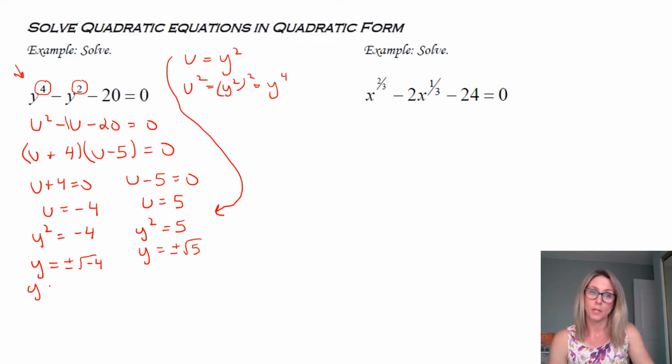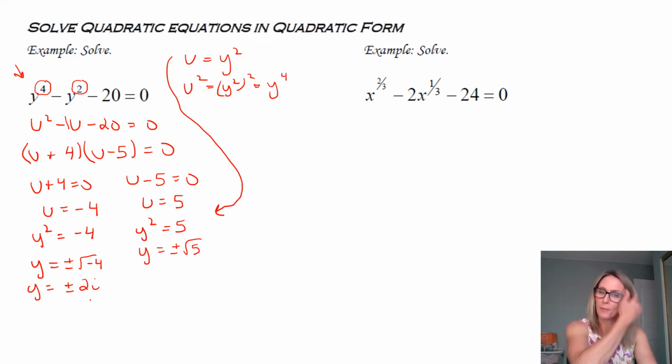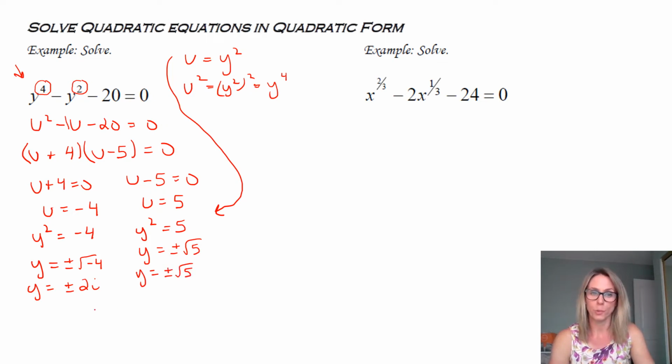Now, plus or minus square root of negative 4 is plus or minus 2i. We'll talk about this a little bit more in the next section, but the square root of negative 4: the square root of negative 1 is i. And because the square root of 4 is 2, and the square root of negative 1 is i, we get plus or minus 2i. And then our other one, of course, as you can see, is just plus or minus square root of 5. So we actually have 4 solutions here. We have 2 that are complex, the plus or minus 2i, and then we have 2 that are irrational, which is the plus or minus square root of 5.